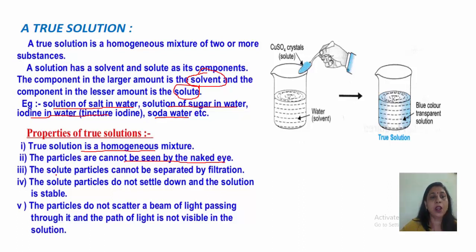The solute particles cannot be separated by filtration. As we know, the particles are very small, so they pass through the filter paper. The solute particles do not settle down and the solution is stable. Means we cannot find out the solute and solvent as different components as the solute particles do not settle down.